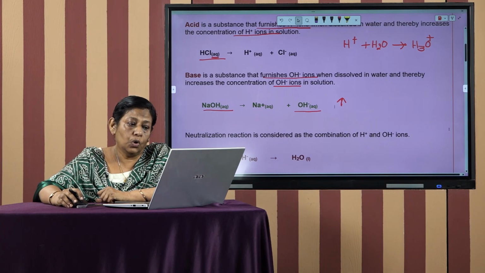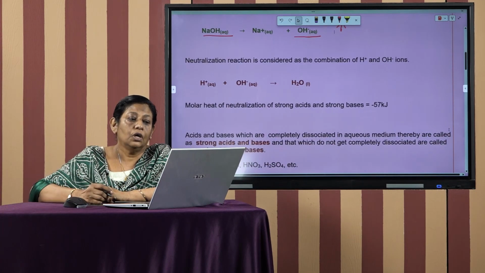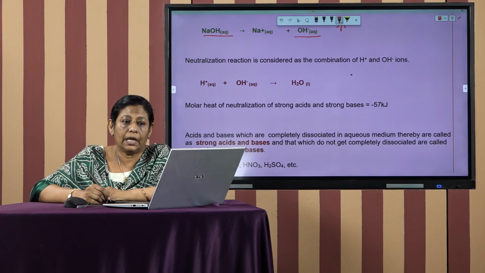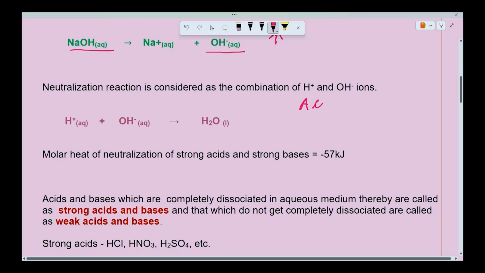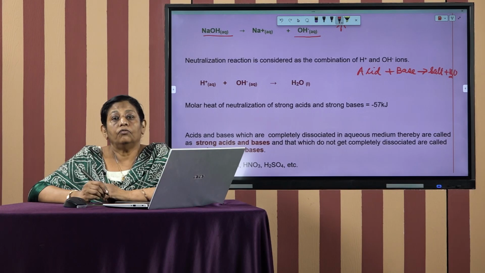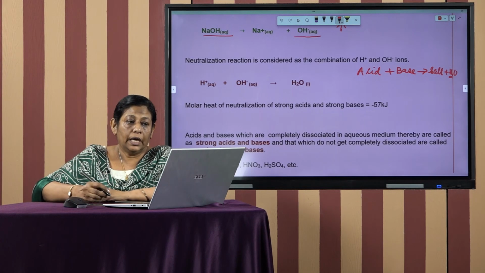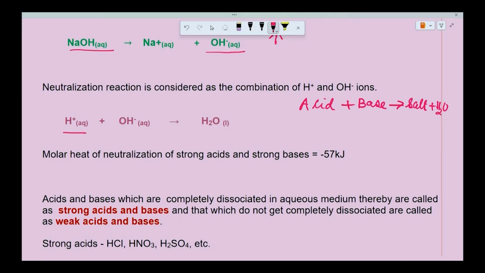Next, let us see what we mean by a neutralization reaction. A neutralization reaction is a reaction between an acid and a base. An acid reacts with a base to give salt and water. This reaction we call a neutralization reaction. According to the Arrhenius concept, this is actually a combination of H plus ions in the aqueous medium and OH minus ions to give water.